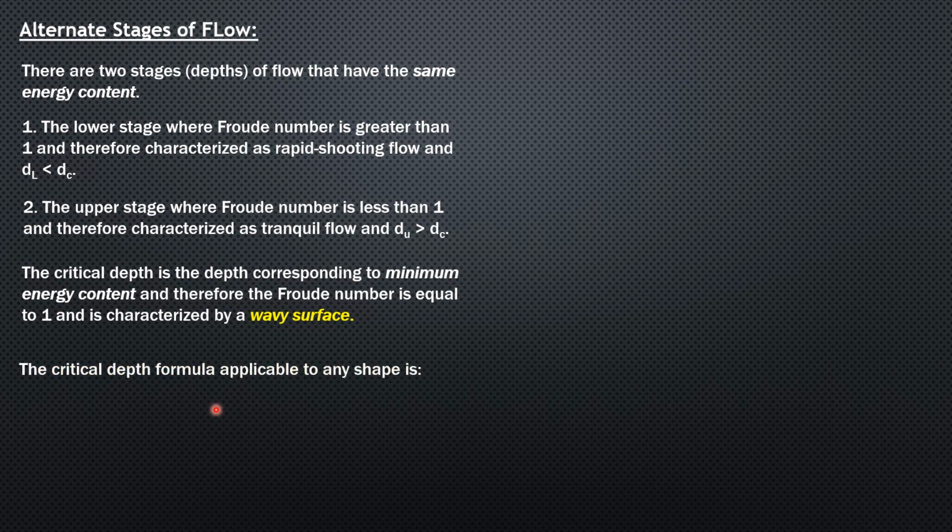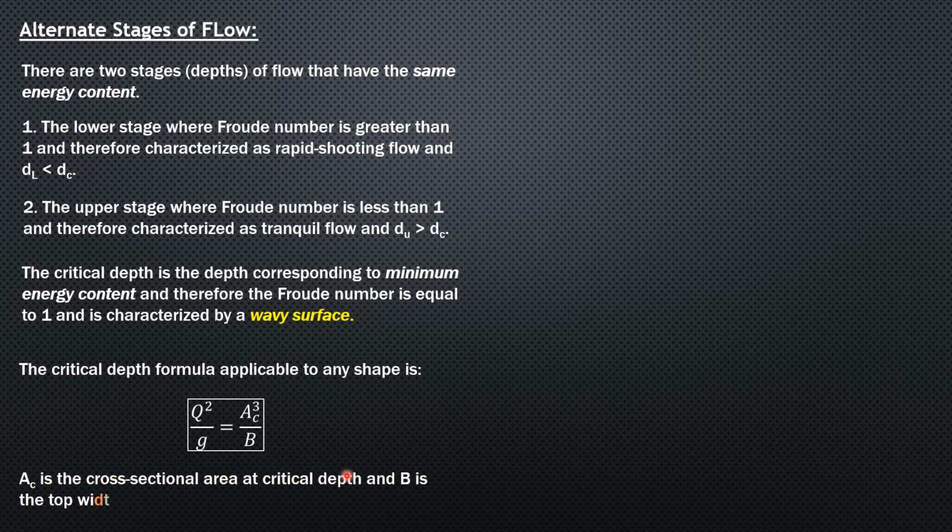The critical depth formula applicable to any shape is given by, which we will derive also later, capital Q square over G equals area critical cube over top width. So that's the general formula, but we will derive this as we move on. Area sub C is the cross-sectional area at critical depth, and B is the top width of the water surface.